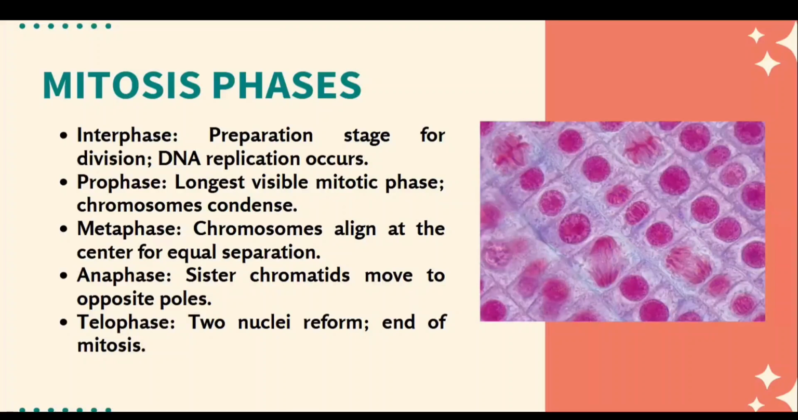The next phase is prophase, the longest visible mitotic phase, where chromosomes condense and become visible. The next phase is metaphase, where chromosomes align in the center of the cell. The next phase is anaphase, where sister chromatids separate and move to opposite poles.